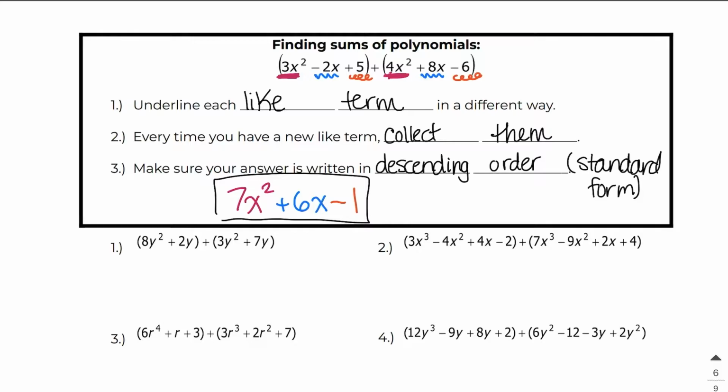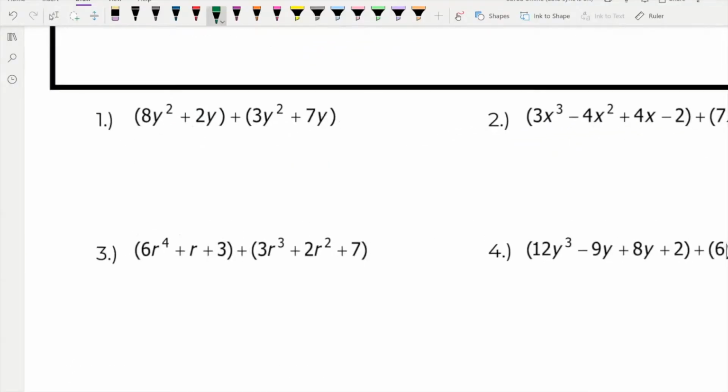And now Mr. Steele is going to teach you some of these next examples. So looking at our examples here, when I'm adding polynomials, exact same thing. I'm looking to see which terms are like, and I'm just going to add together those like terms.